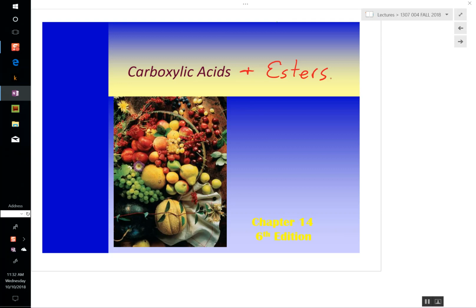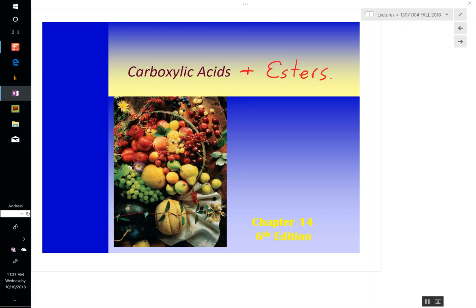Esters are formed from carboxylic acids. So before you can really understand an ester, you need to know the structure of a carboxylic acid. You're familiar with carboxylic acids. Vinegar is 95% water and 5% a carboxylic acid, acetic acid. These are organic acids.